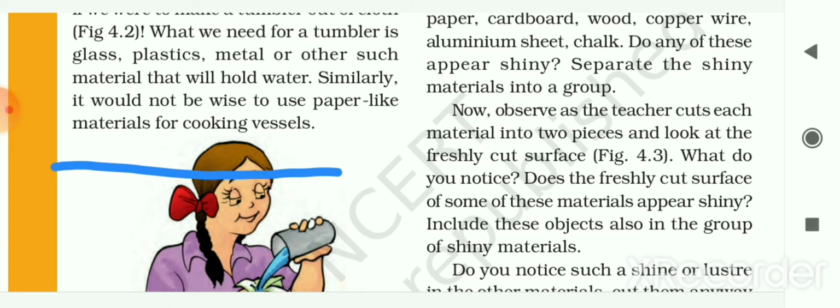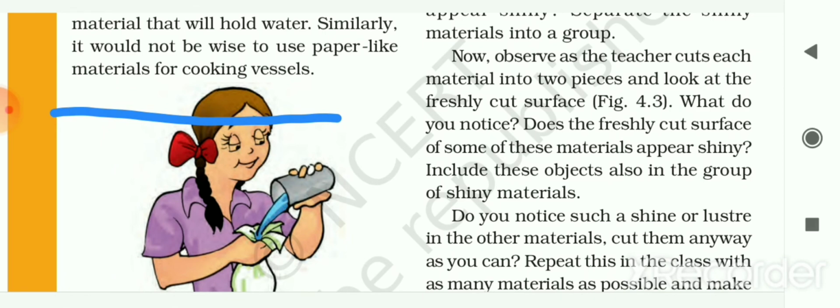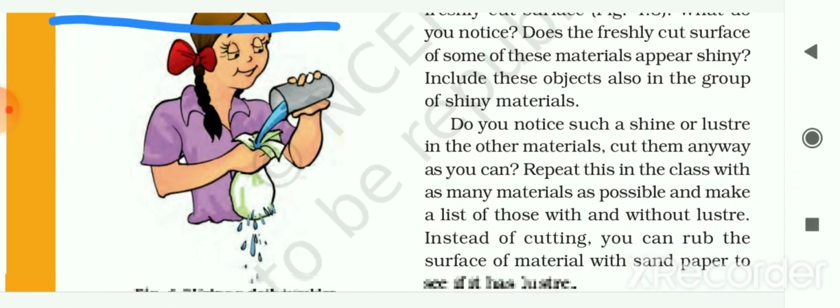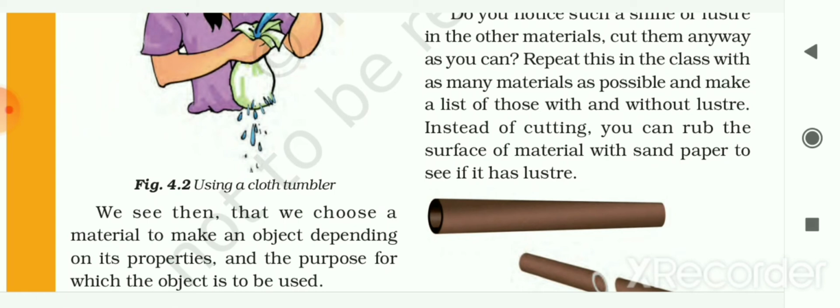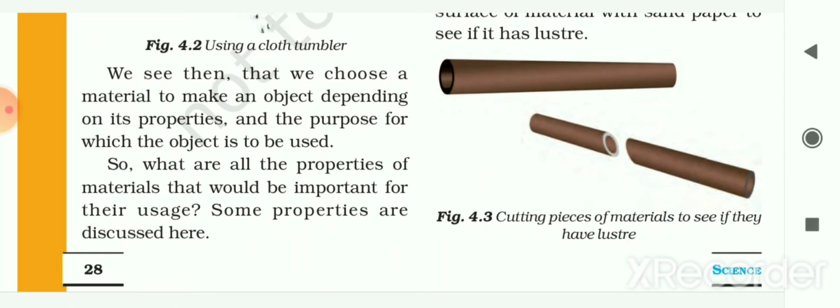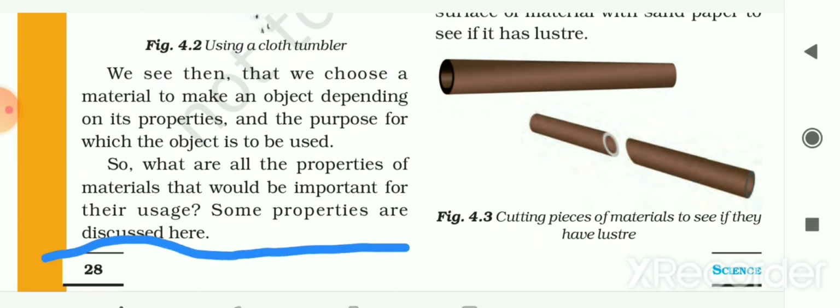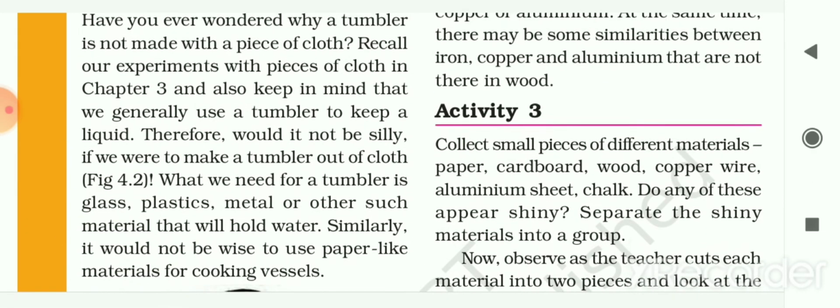Similarly, it would not be wise to use paper-like materials for cooking vessels. If we make utensils from paper, they will burn while cooking. So we see that we choose a material to make an object depending on its properties and the purpose for which the object is to be used. So what are all the properties of materials that would be important for their usage? Some properties are given in this chapter. So now let's start with this property.